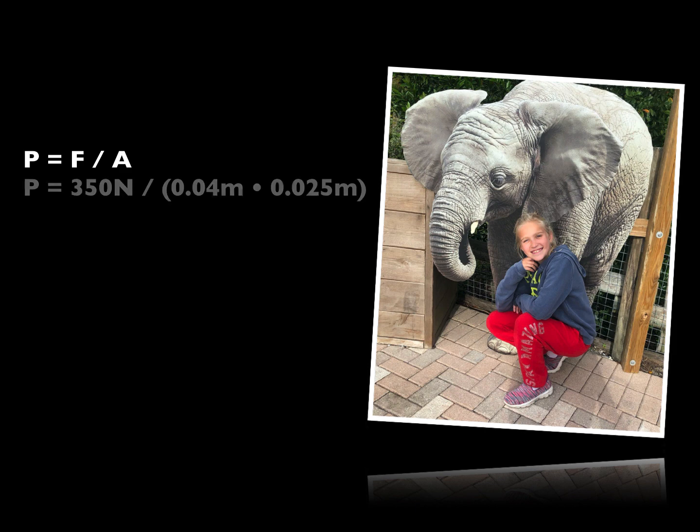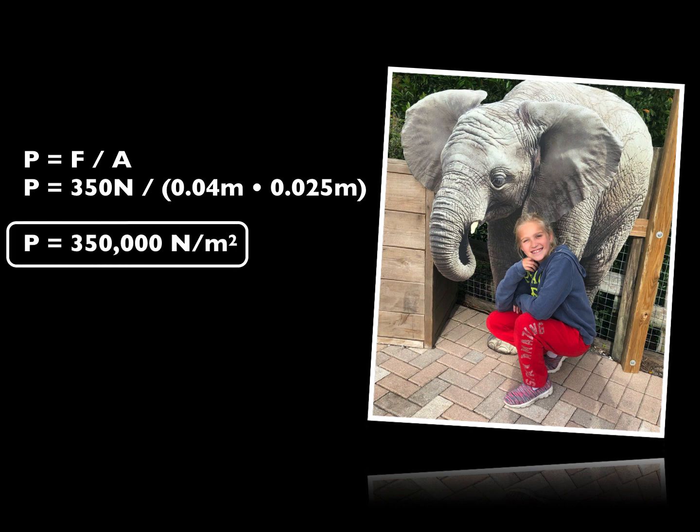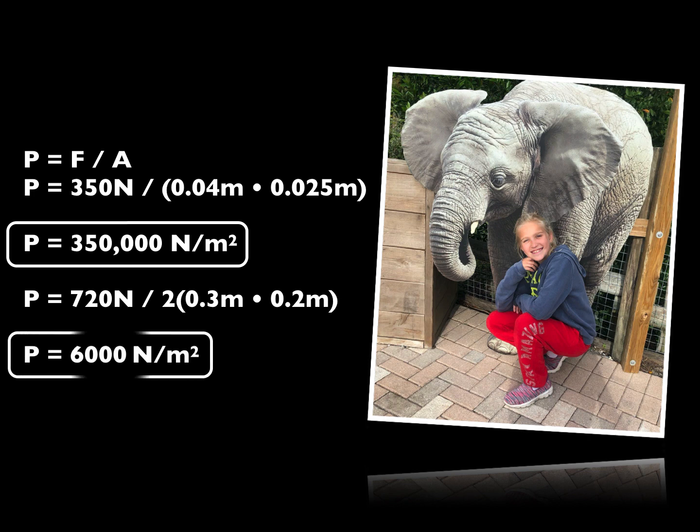Pressure is force divided by area. She weighs about 350 newtons, and that's the area of her single heel. So when she stands on one heel, she exerts 350 kilopascals against the floor. When I stand on two boots, I exert a pressure of 6 kilopascals against the floor.